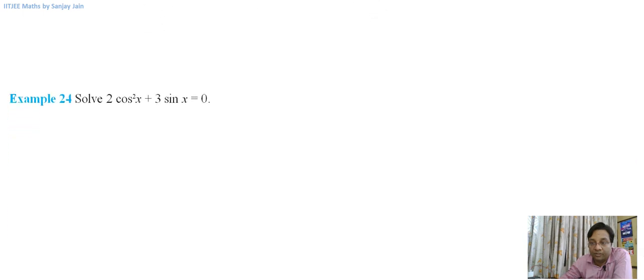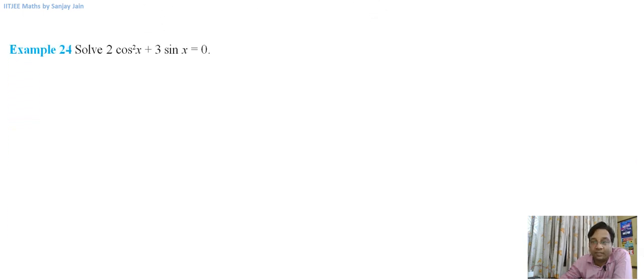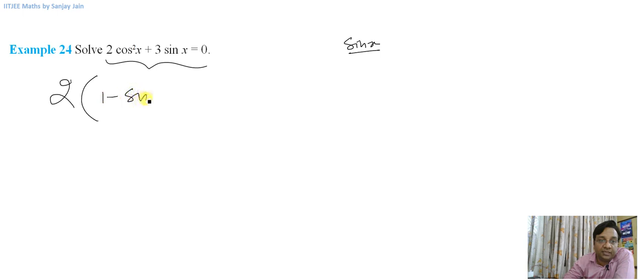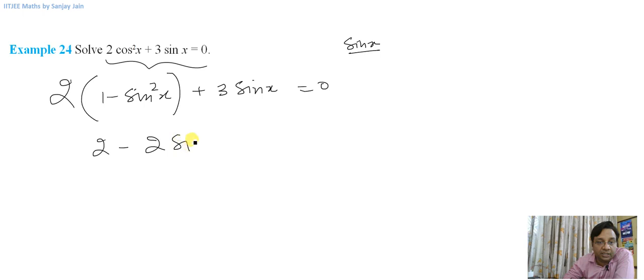Now in all of these questions you try to bring the identity or the equation in one variable. For example, I can bring this entire equation in form of sine x, right? How? Because I'll write cos square x as 1 minus sine square x, then plus 3 sine x equals 0. Now if you see, it will convert into a quadratic equation in sine.